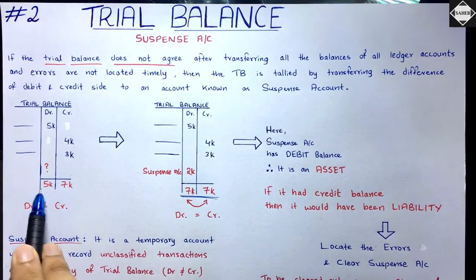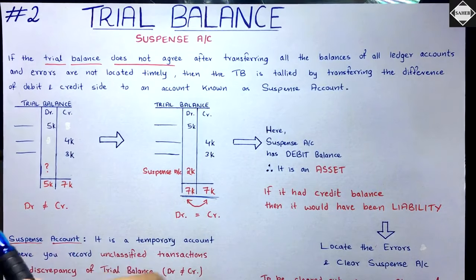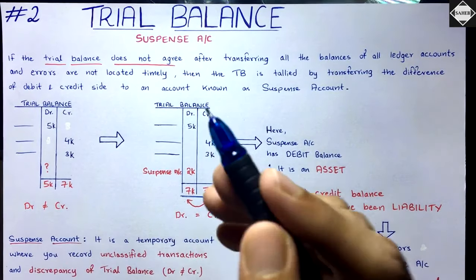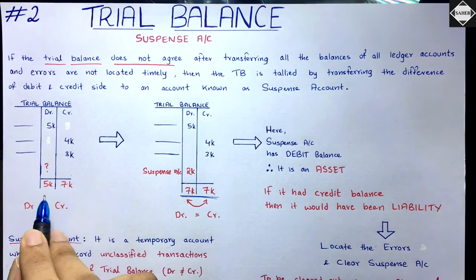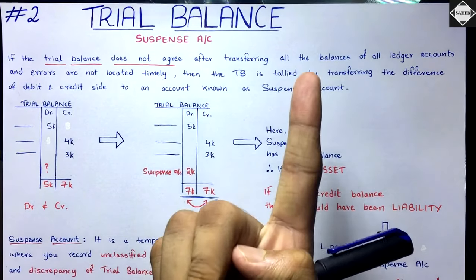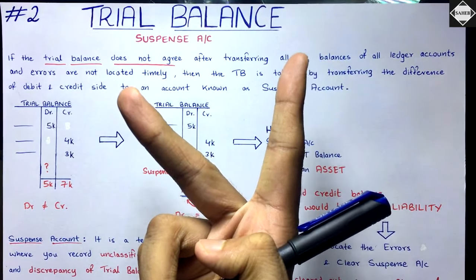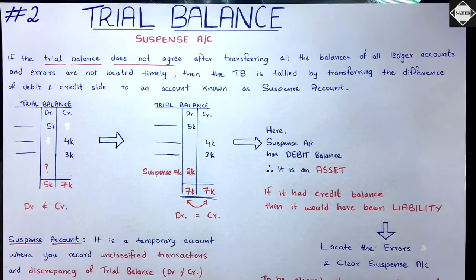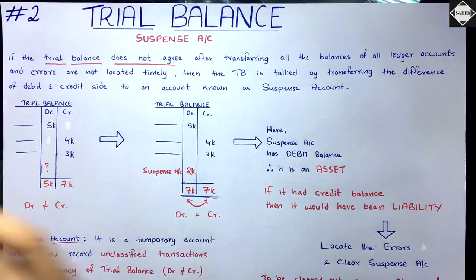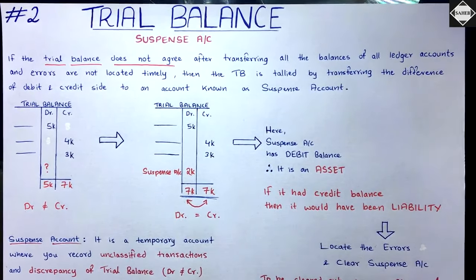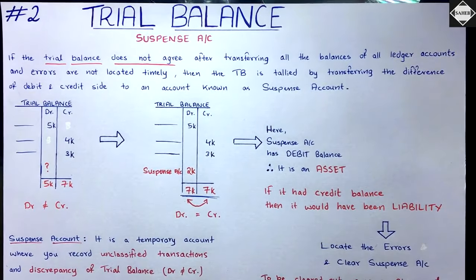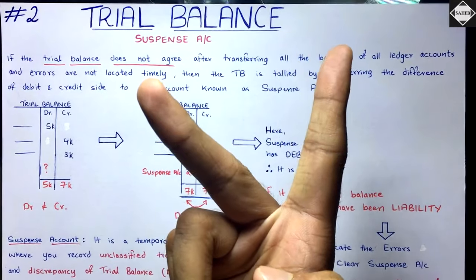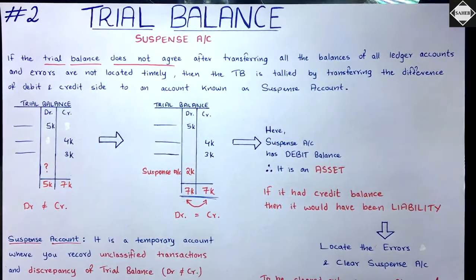Why is that? Why is it not equal? I've told you in the previous video, when the trial balance does not agree, when the debit side is not equal to credit side, it means that there have been some errors. As an accountant, first you have to locate them and then rectify them, isn't it? Now let's say there are few days and you have to finalize the accounts. You have to finish off the trial balance, prepare the profit and loss account, and then the balance sheet also.